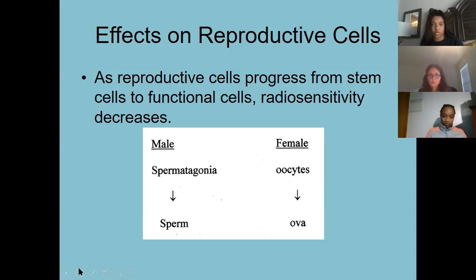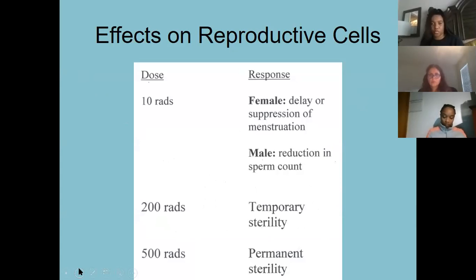So what types of effects might we see on the reproductive cells when irradiation occurs? Well, here we have a chart. At doses of 10 rads, what is that in terms of gray?